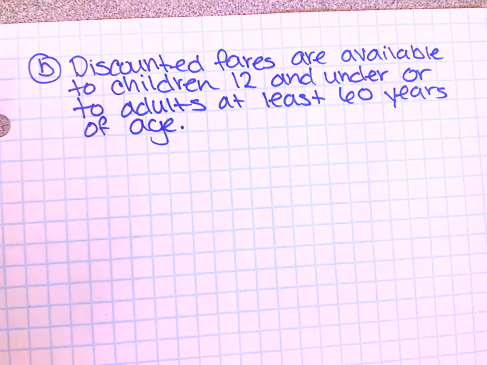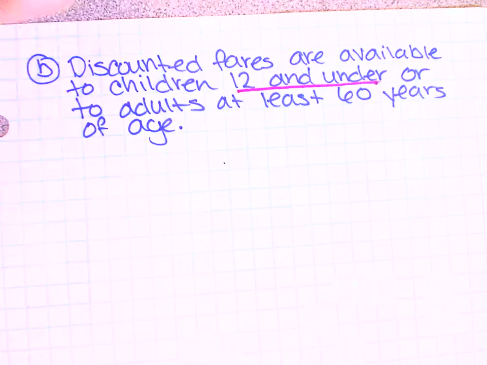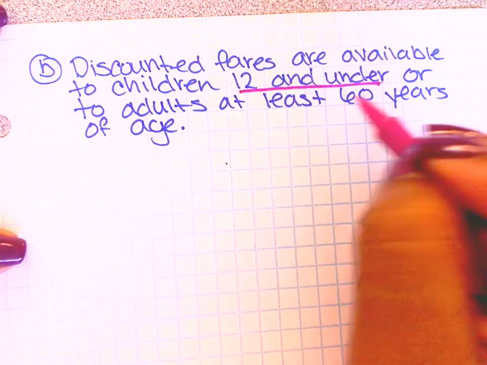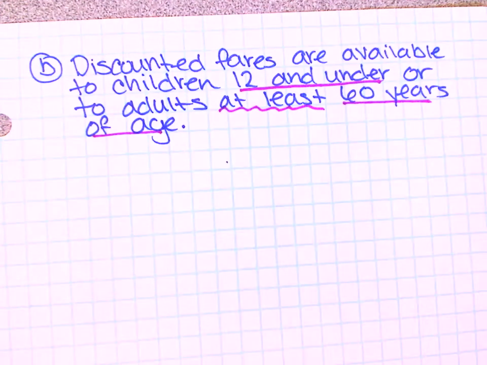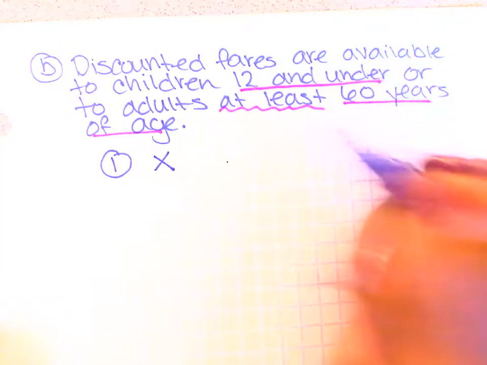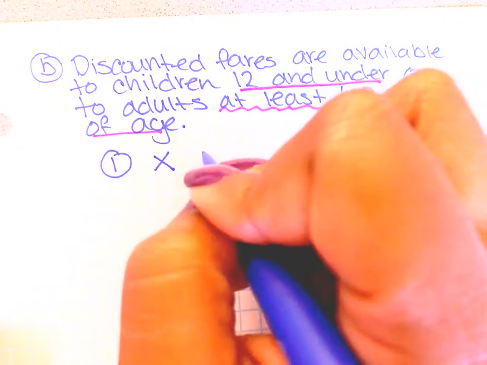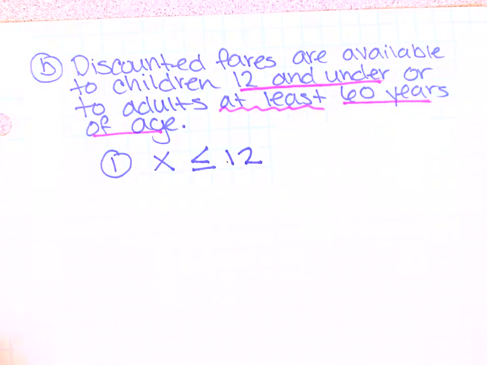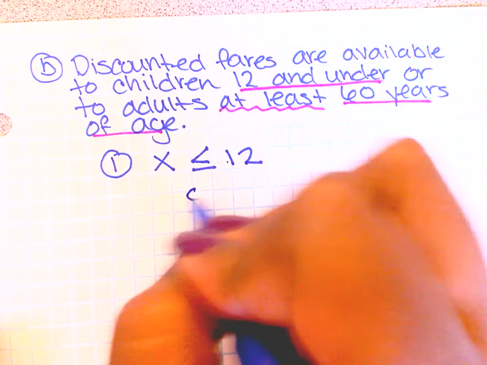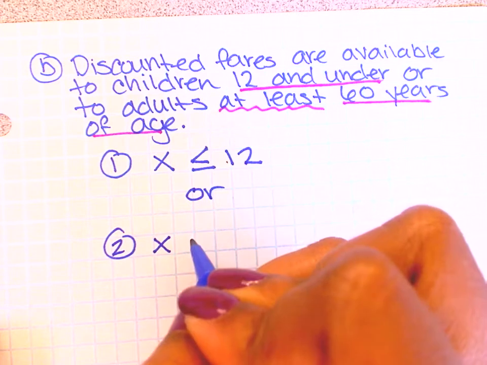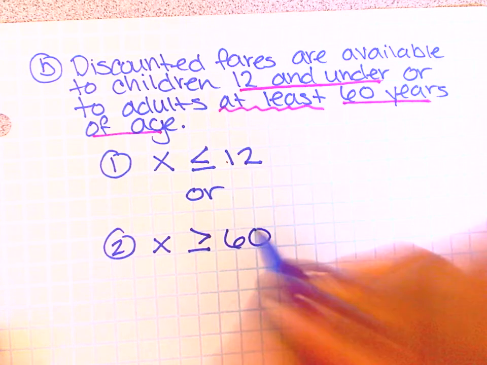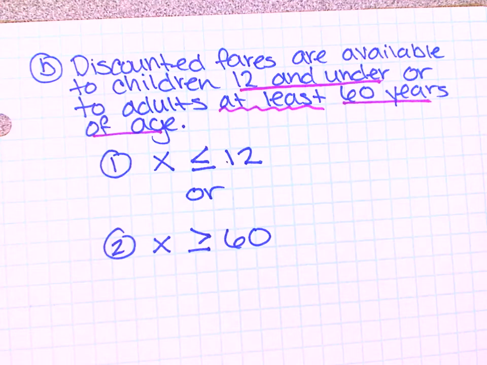So when I look back at this problem, I know that it's going to be 12 and under. So you have to be 12 years old or younger. And then 60 years of age at least. So you could be 61, 62, even older. Okay, so same thing. My first inequality is going to be x is less than or equal to 12. So it could be 12 or anything less. Or, everyone's writing with me, you can be 60 or older. So it could be 60 or even higher in age.